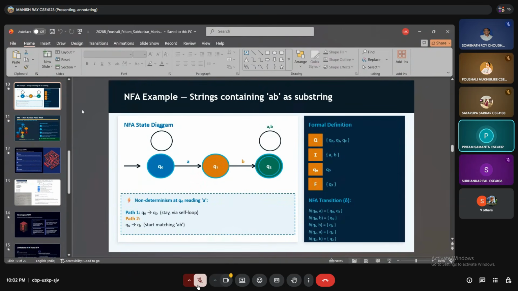Example of non-deterministic finite automata. Here, in the formal definition, there are 3 states: Q0, Q1, Q2. The initial state is Q0. If A is the input symbol, then stay in Q0 or move to Q1. If the input symbol is B, then stay in Q0, and if the input is B, then move to Q2 state. If the input symbol is A, then move to Q2 state. If the input symbol is B, then stay in Q2 state.